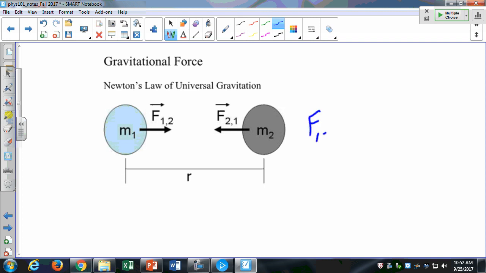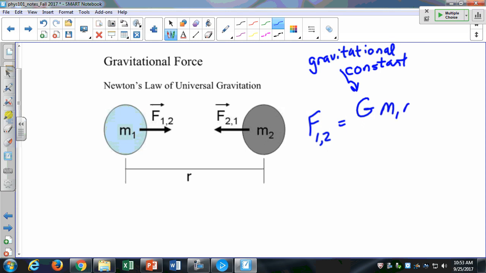It's given by, we'll call this F12, a constant. This is the gravitational constant. You know what, I'm not even going to give you the number because it doesn't really matter that much, because I'll never ask you to actually calculate that. Times the mass of the first object times the mass of the second object divided by the distance between them squared. I'm going to call this R12. It's just the distance between the two objects squared.